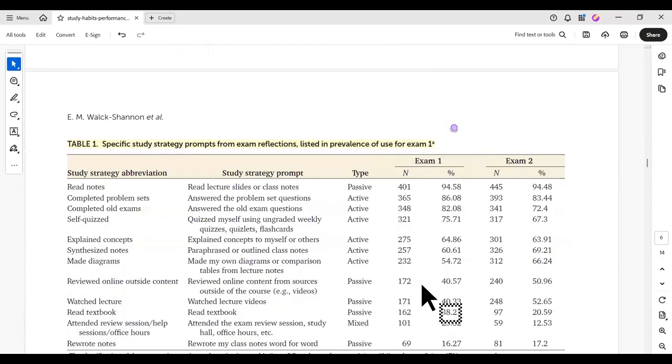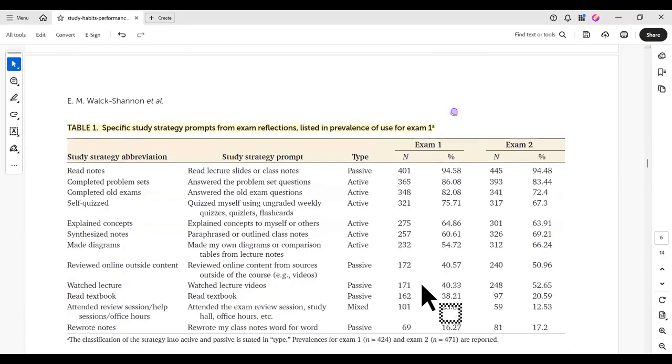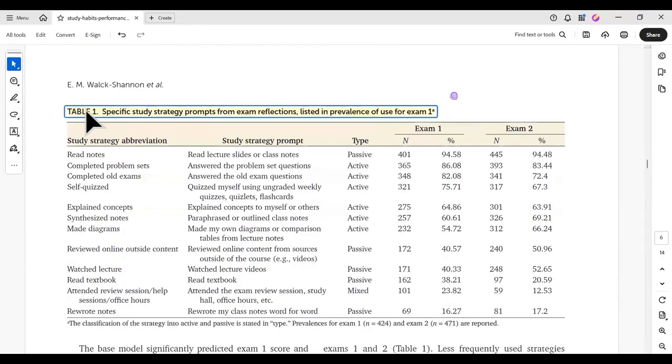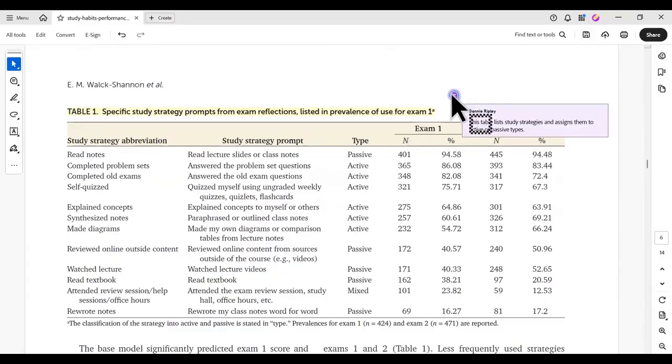Now, the one thing that you might want to do as you're first scanning this article is to look at the tables and figures. So tables are going to be words and numbers in this format, and there are some interesting things in this table. I've put some summaries in here. This table lists study strategies and assigns them to active or passive types. There's a lot more stuff in here, sample sizes and percents, and we don't necessarily need to worry about that.